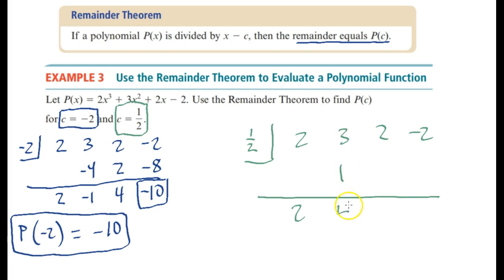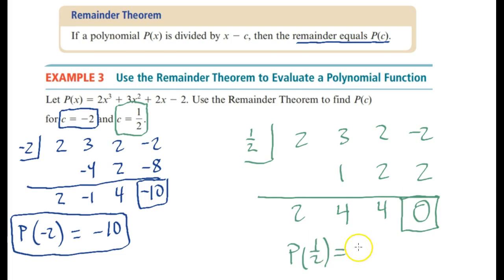3 plus 1 is 4. 1/2 times 4 is 2. 2 plus 2 is 4. 1/2 times 4 is 2. And that then gives us -2 plus 2 is 0. Okay, so we actually do not have a remainder. Our remainder is 0. So that tells us p of 1/2 is equal to 0.